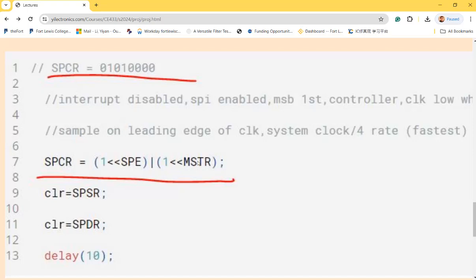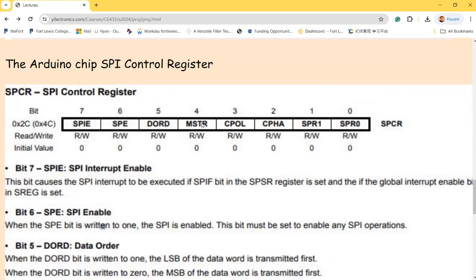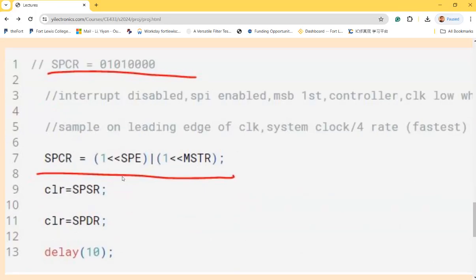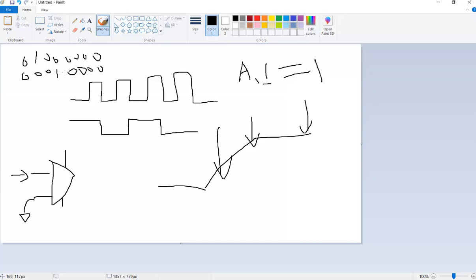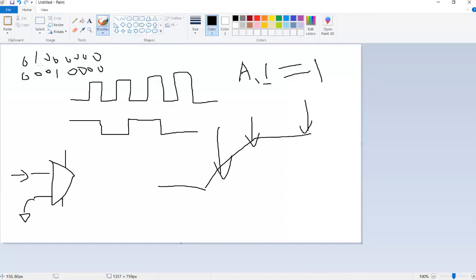Okay, and it is ORed with this guy, MSTR, which is over here, number 4. So it is this one. By doing this, you are getting 2 bytes, and they are being ORed together. Eventually, the 2 bits at these 2 locations are getting 1s, and all the rest are zeros. It's a bitwise OR.